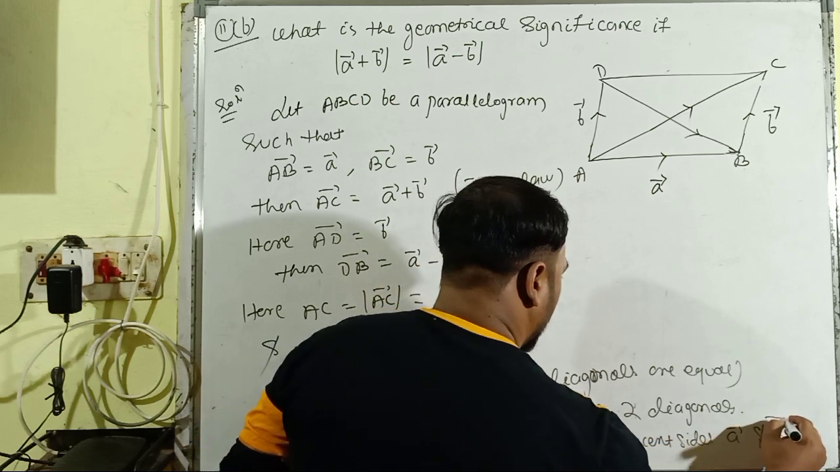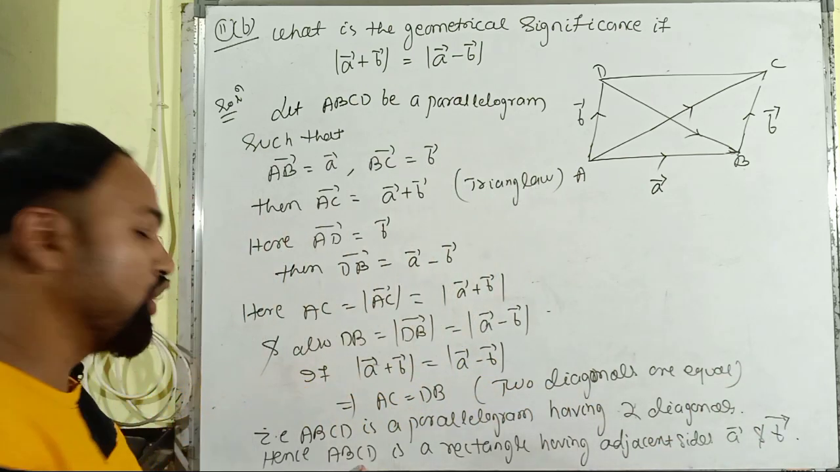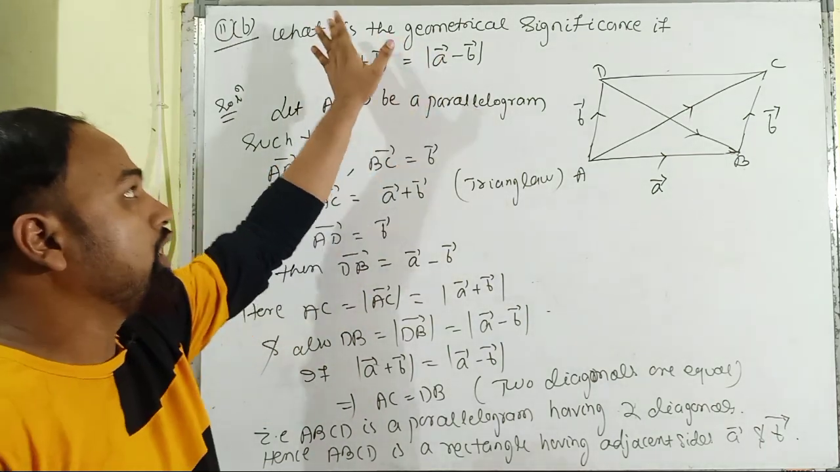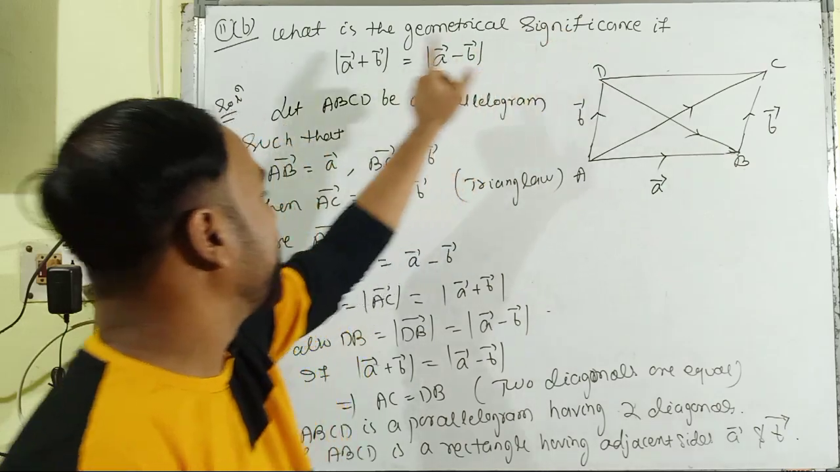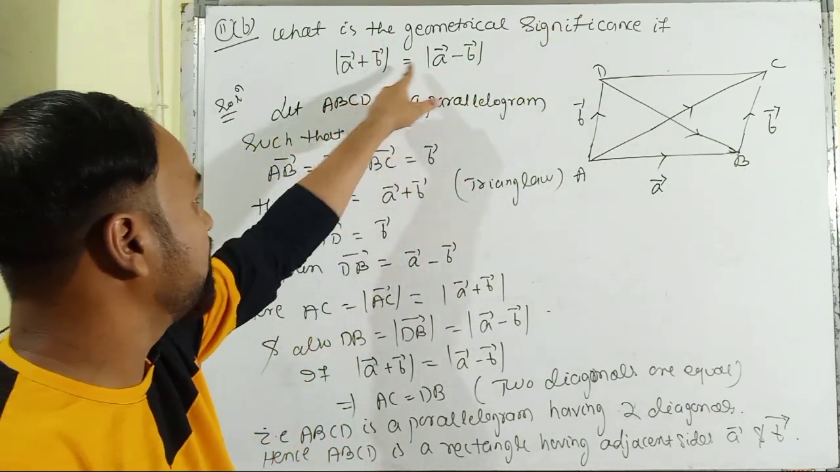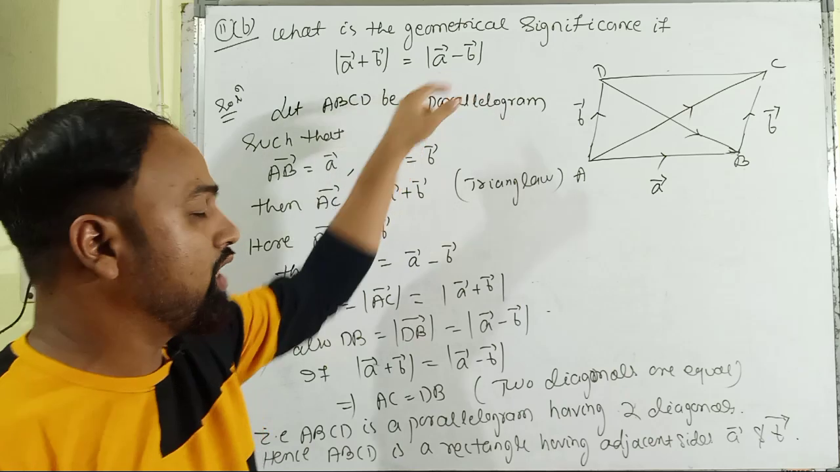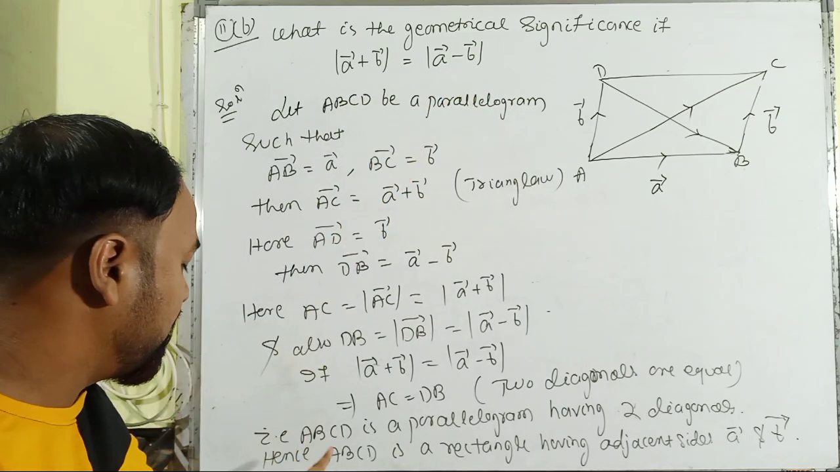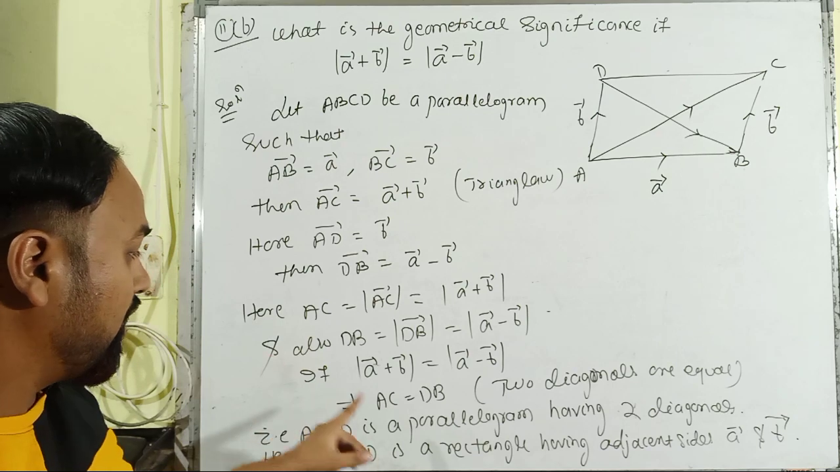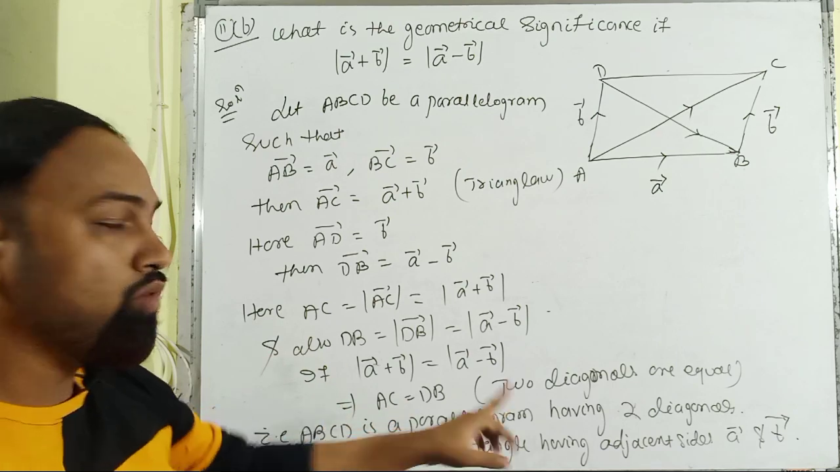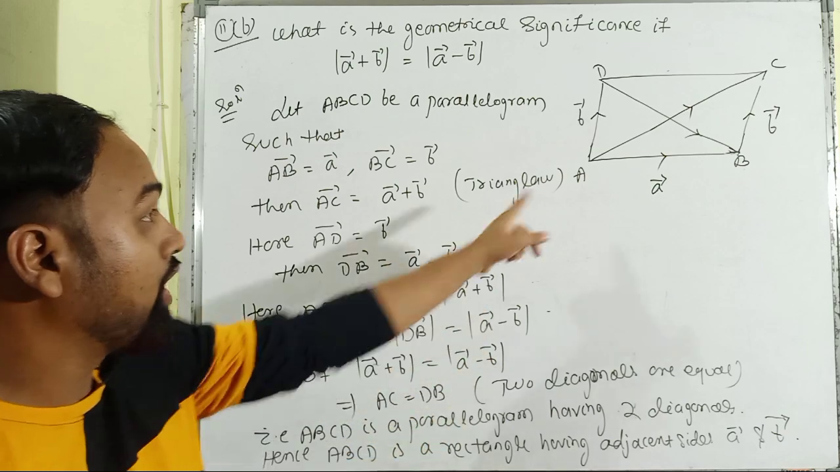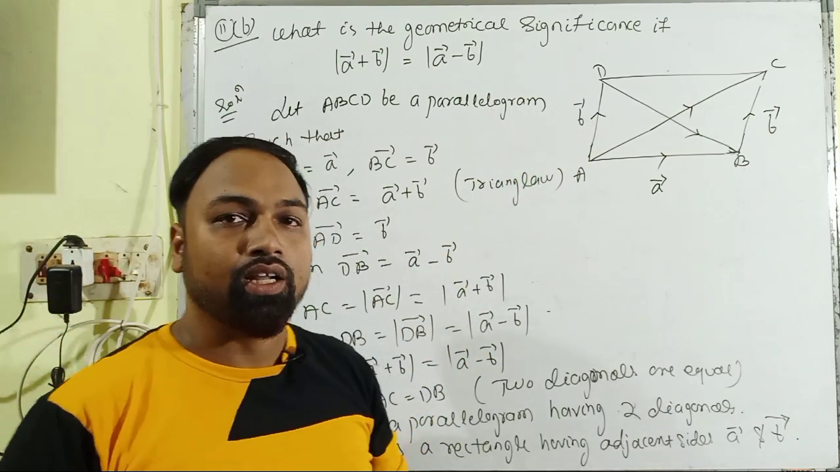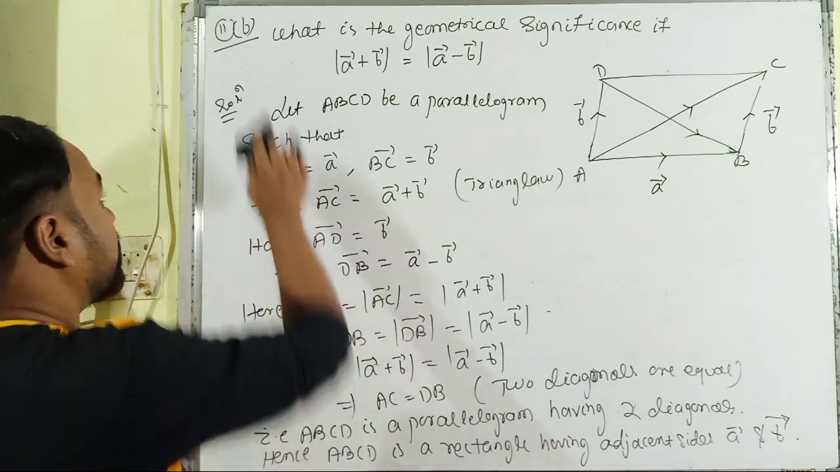So this is the geometrical significance, because in the question it has been asked to find out what is the geometrical significance if magnitude of a vector plus b vector is equal to magnitude of a vector minus b vector. We have got here that the two diagonals of a parallelogram ABCD are equal to each other. So this parallelogram is in the form of a rectangle. Then let us move to the next question.